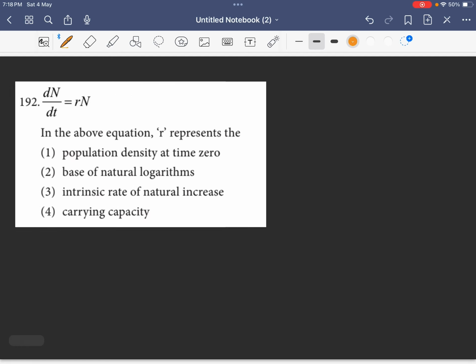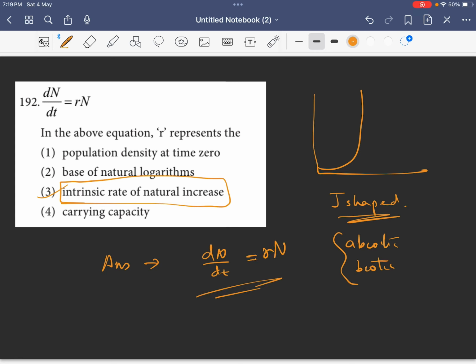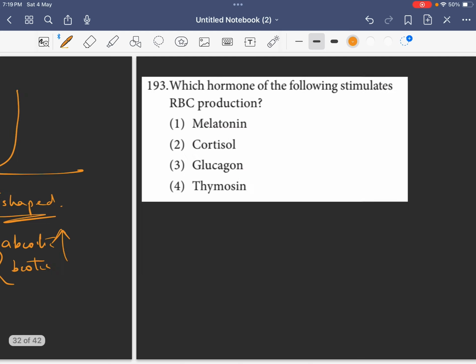dN by dt equal to rN. Do you remember the curve? It is an exponential curve, the J-shaped curve, right, which you studied in your organism and population chapter. It depends upon both the abiotic as well as biotic factors, right? So intrinsic rate of natural increase. Therefore your answer for this question, dN by dt equal to rN, when it is having intrinsic rate of natural increase, that means your abiotic and biotic factors are favourable. That means your option will be the third one.